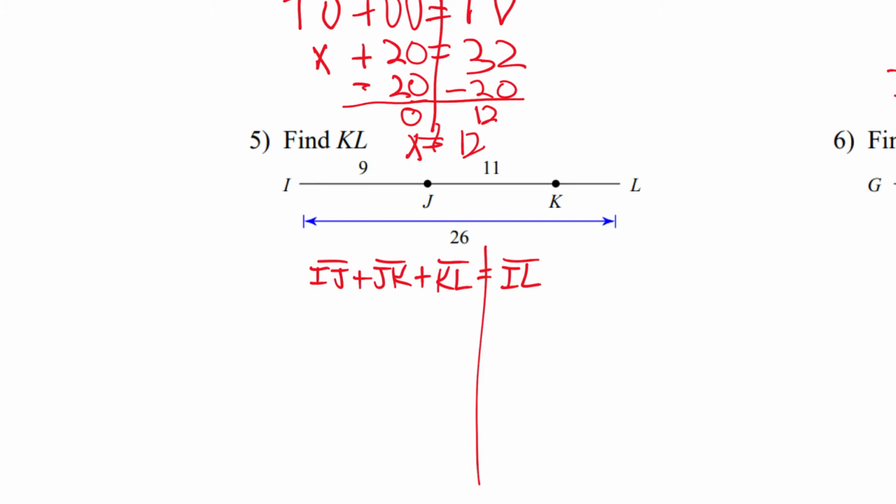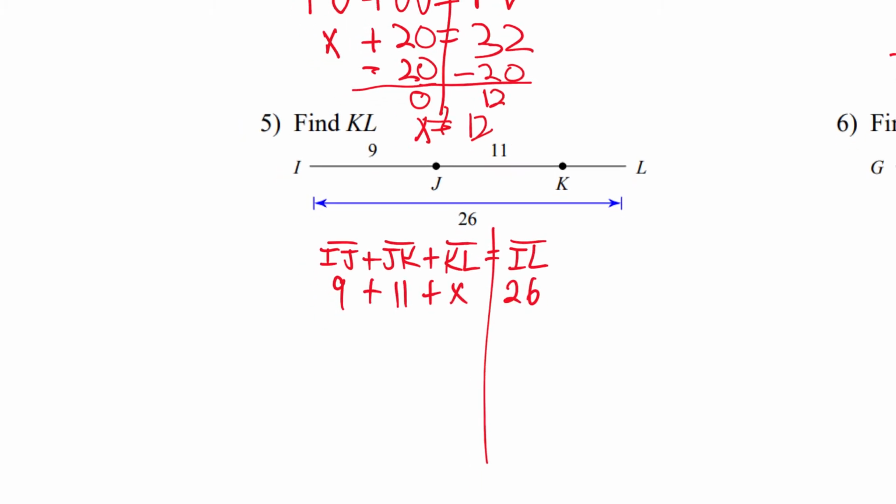So how long is IJ? 9. How long is JK? 11. How long is KL? That's what we're looking for, the unknown. And how long is IL? 26. Okay? So when we solve for that, we need to combine like terms.